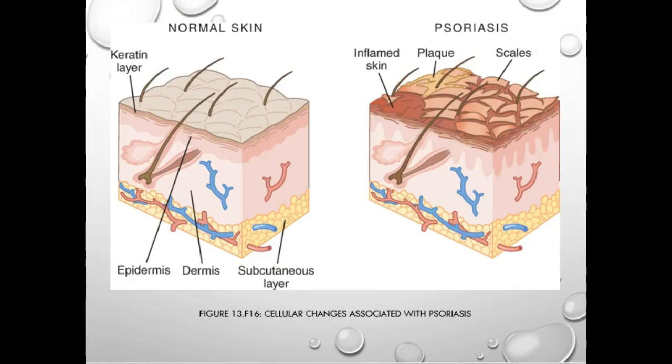There's normal skin on the left. You can see the epidermal layer at the top, and the one on the right represents psoriasis. They have inflamed skin, the overproduction of the skin. You can actually get that plaquing and then white patchy scales on top of that. And I'll show you a picture in.